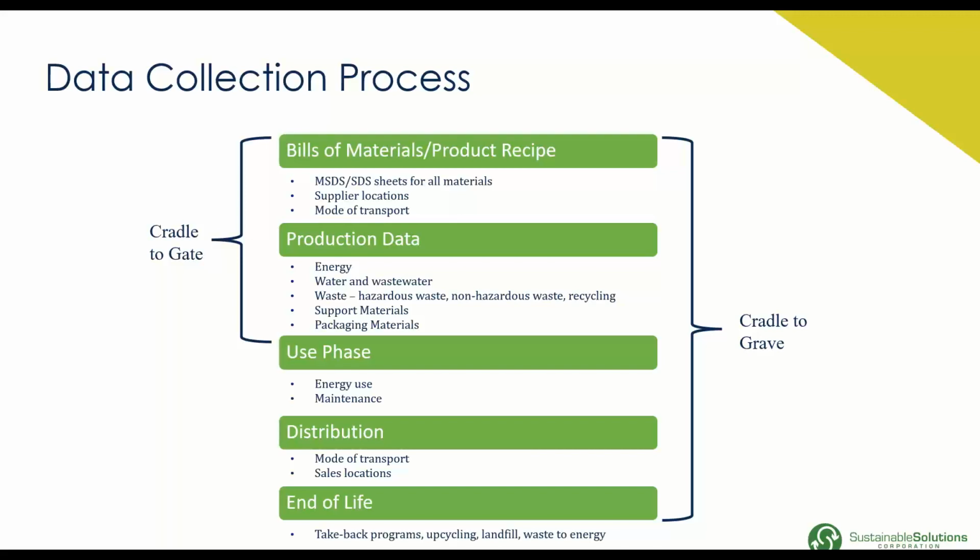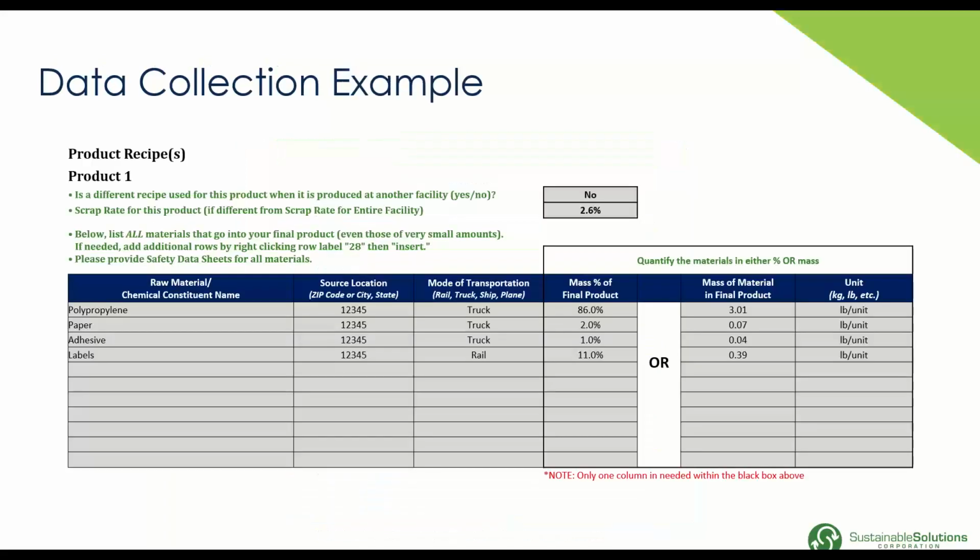Then the other thing we have to measure if we're looking at cradle to gate is your production data: energy, water, wastewater, waste, packaging materials, support materials. We need to know a lot of information. If we have to go cradle to grave, then we're going to be looking at the use phase, how energy is used, what the maintenance is, how we distribute the products out to the world, and what happens at the end of life. So these are all the data things that we have to think about, and this is just an example of some of the things we might collect.